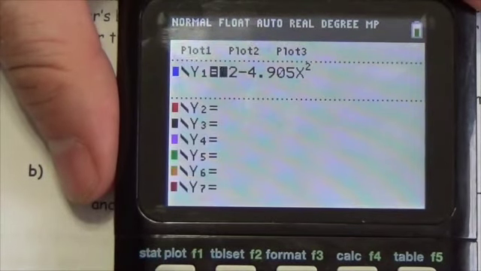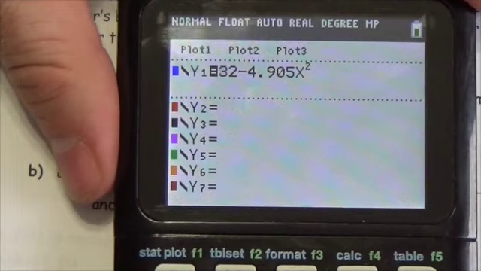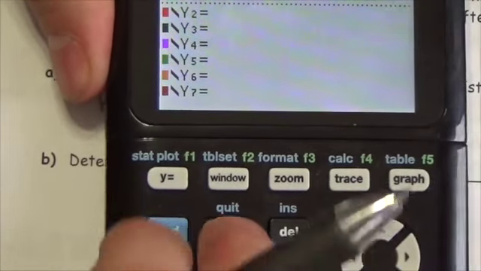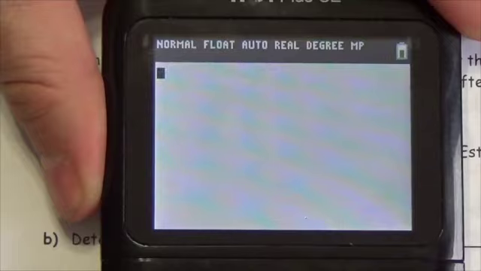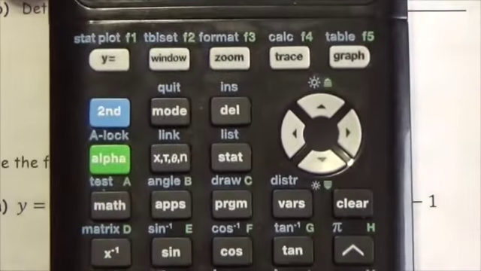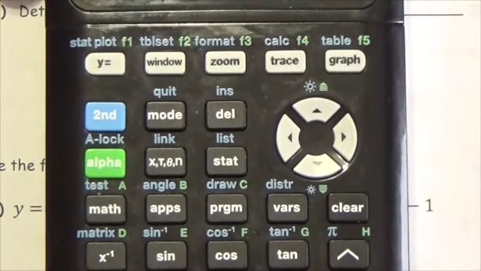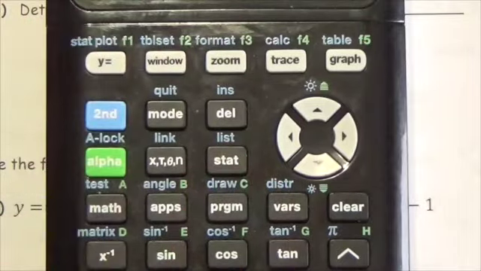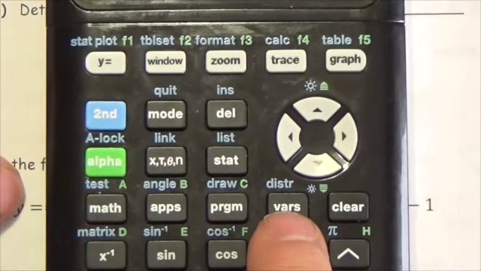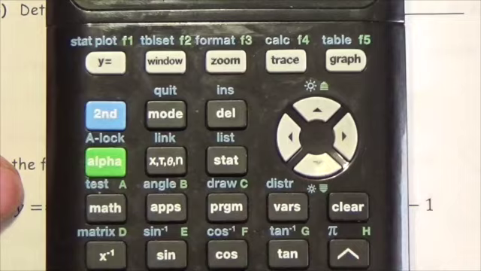I got to make sure that I've got the function written down here in y1. Once I know that there's a function in y1, I'm going to quit and go back to my home screen. Now, there's a very seldom used button here, but it really should be more on people's radar. Vars. I want you to press vars right here.